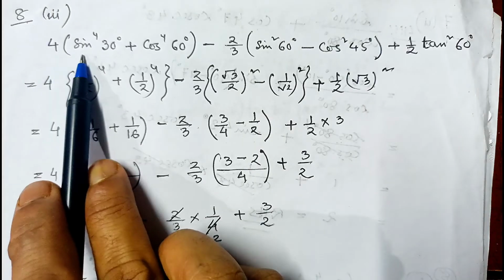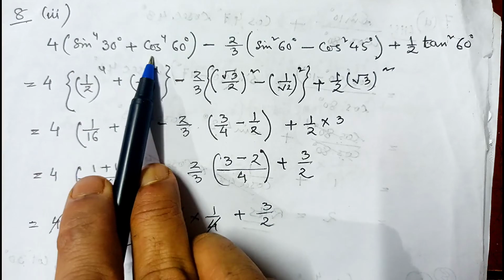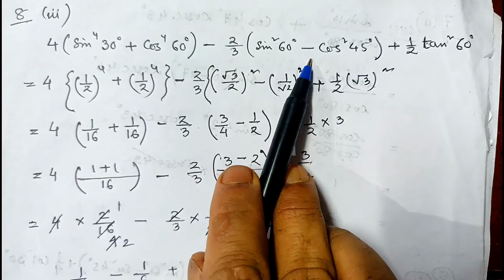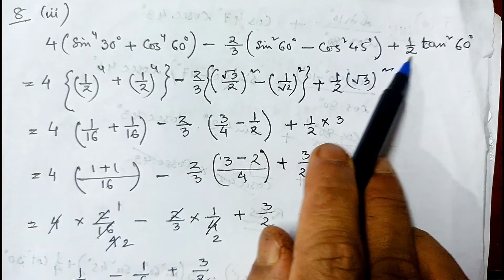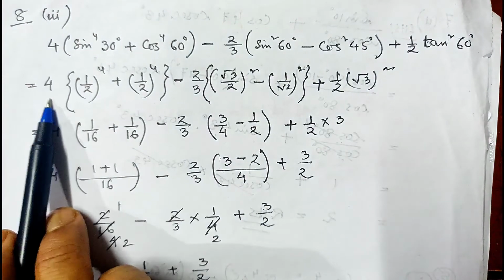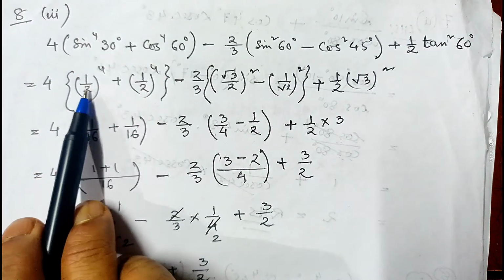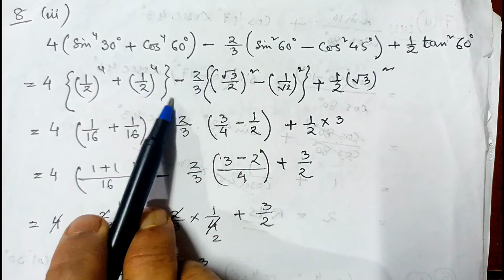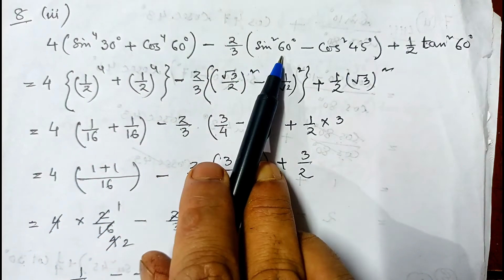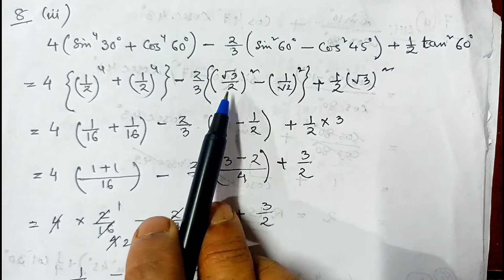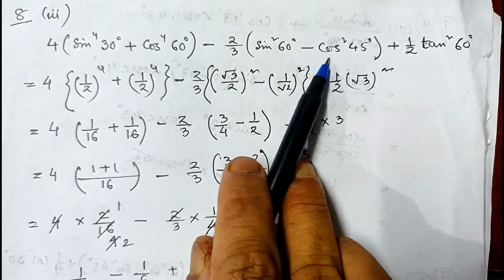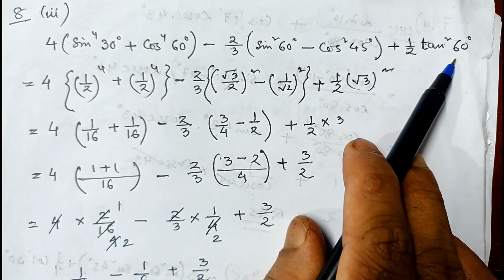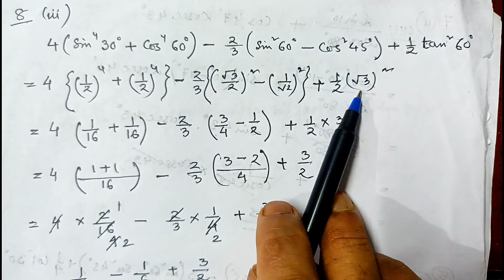Here question is 4 sine to the power 4 30 degree plus cos to the power 4 60 degree minus 2 by 3 sine square 60 minus cos square 45 plus half tan square 60 degree. So sine 30, we know value is half. So half to the power 4 plus cos 60 half to the power 4 minus 2 by 3 sine 60 value is root 3 by 2 whole square minus cos 45 is 1 by root 2 whole square plus half tan 60 is root 3. Since it is tan square, it will be root 3 square.